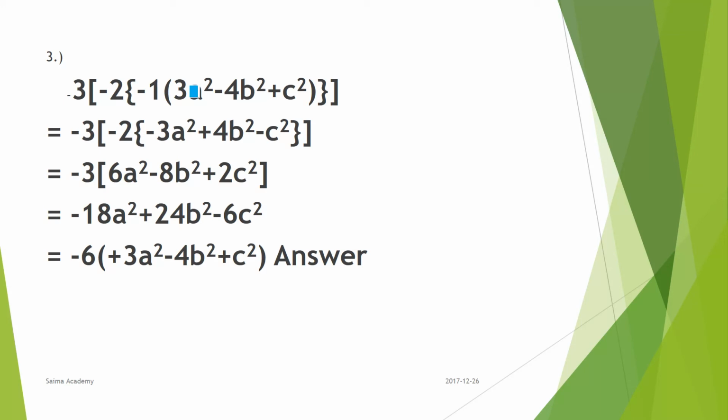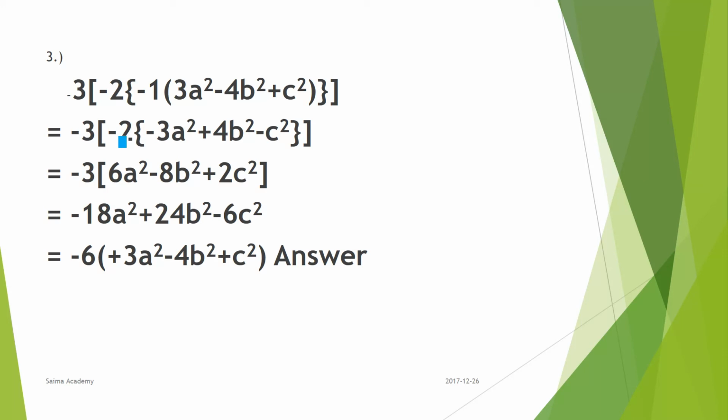If you multiply all these numbers by 1, these will remain the same, but only the sign will change because this is minus. So it will be minus 3a square. This is minus, so it will be minus minus plus, plus 4b square and minus c square. So you have solved this small bracket. Now come to this curly bracket or medium bracket, and here is minus 2. So you have to multiply all these numbers by minus 2. Do not touch minus 3 and large.